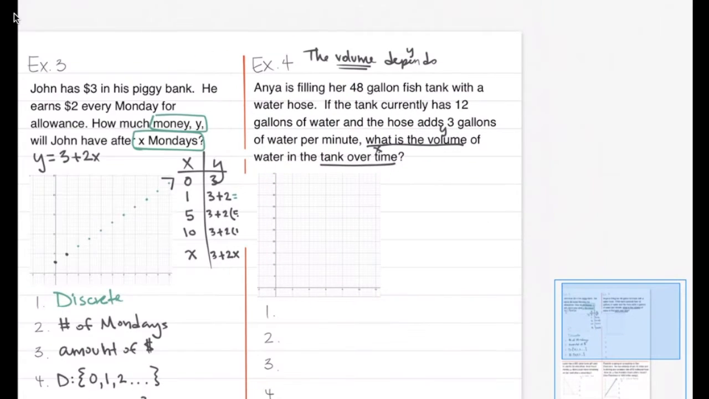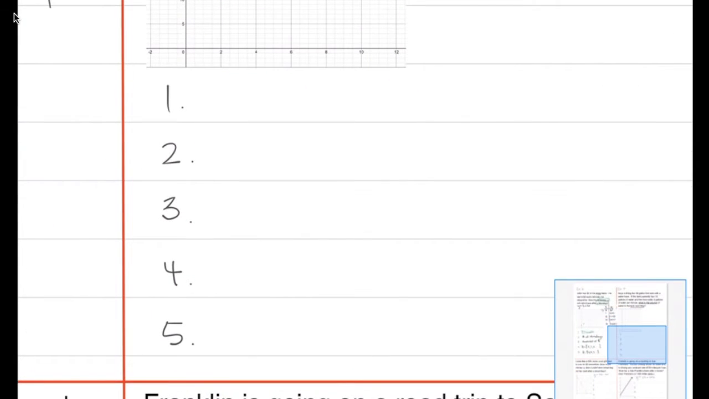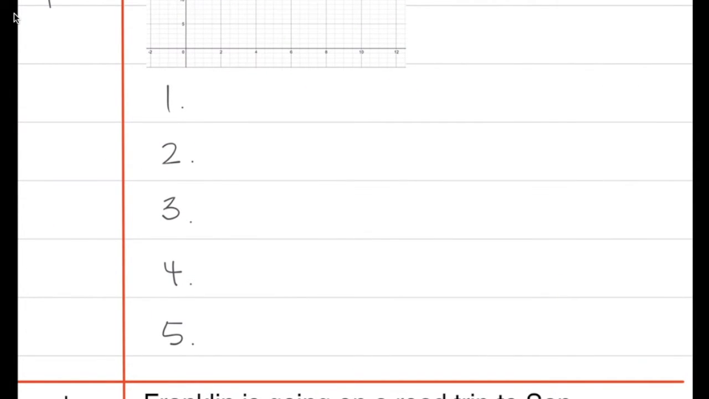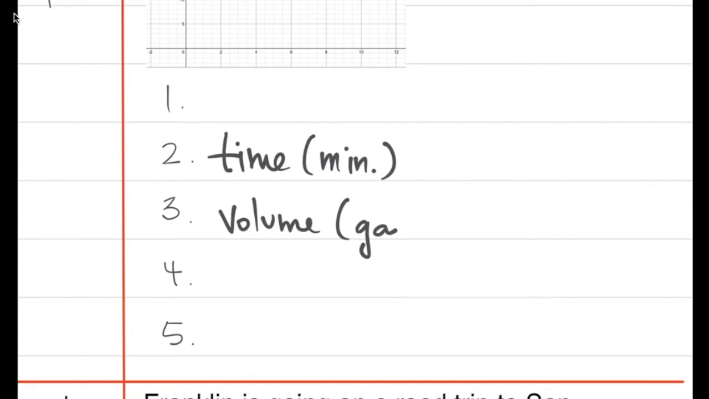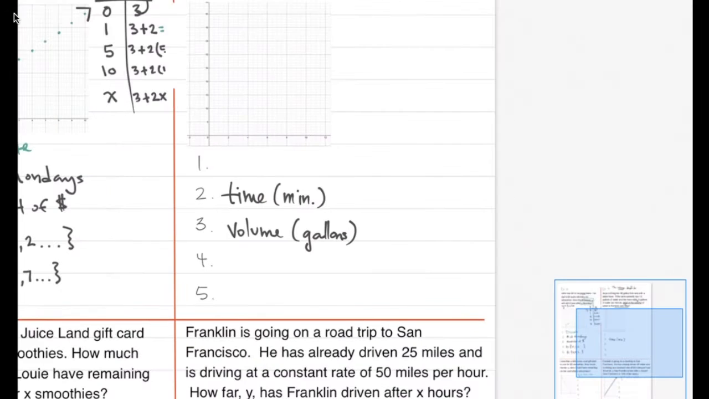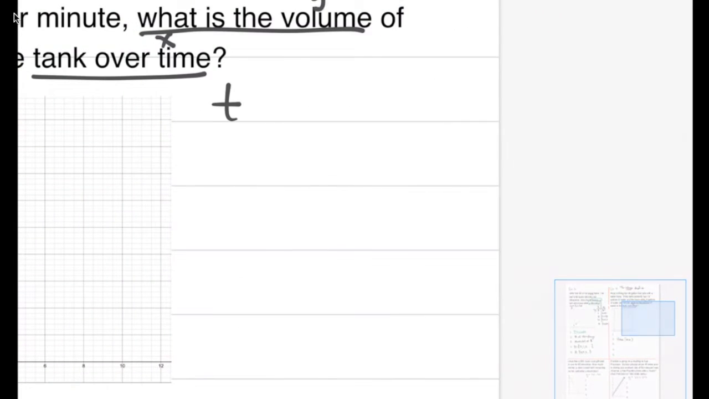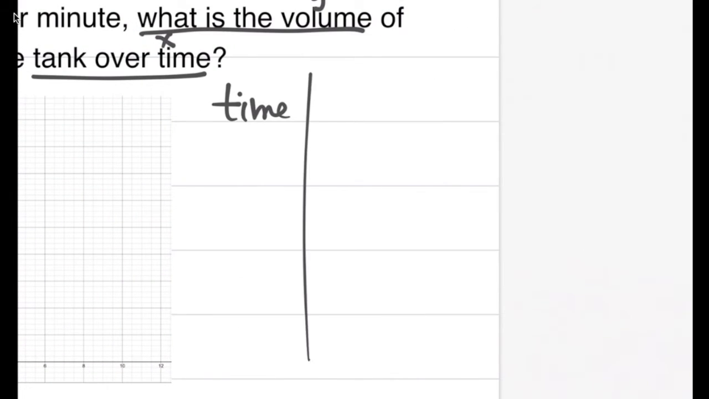So we can go ahead and fill out question number 2 and 3. So question 2, the independent variable, is going to be the time. And if you want to put the units, you can say time in minutes. And then the dependent variable is the volume. And again, if you want units, you can put in gallons. All right, now that's going to help us with our t-chart. So we could do an x and a y, but it might be a little bit easier to do time and volume. And let's think about this.